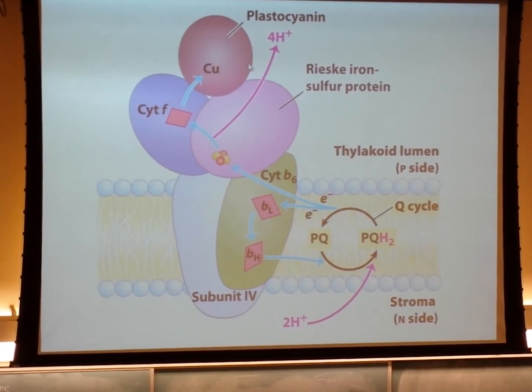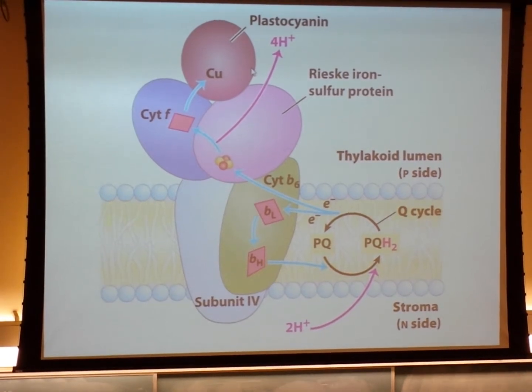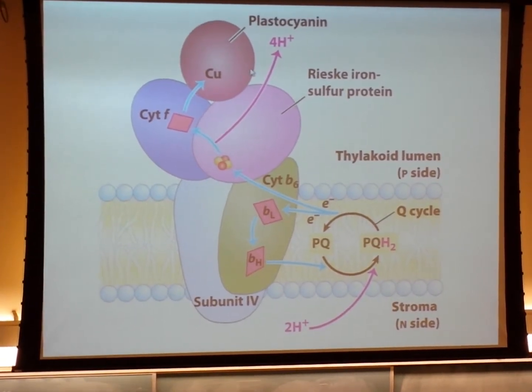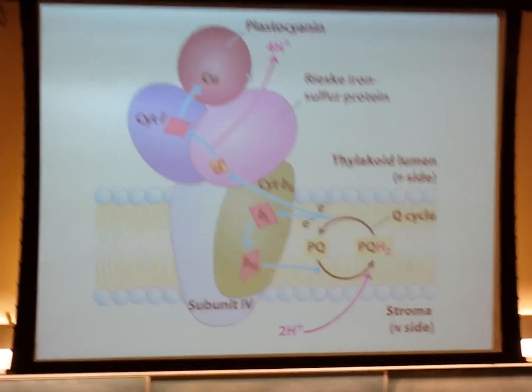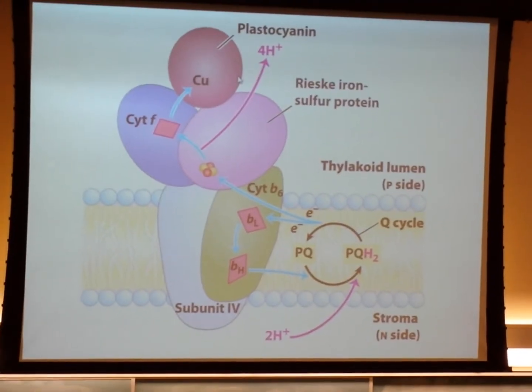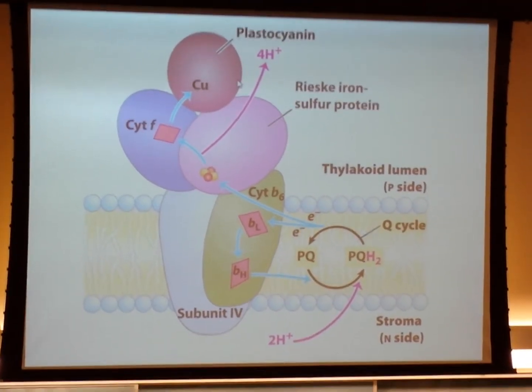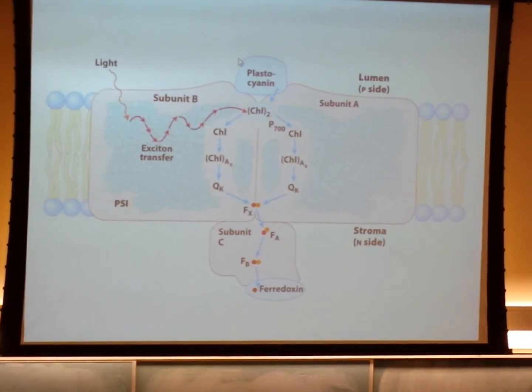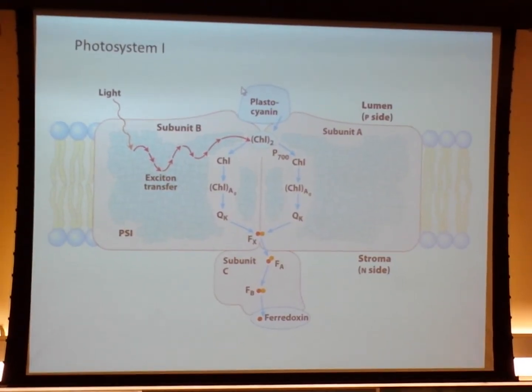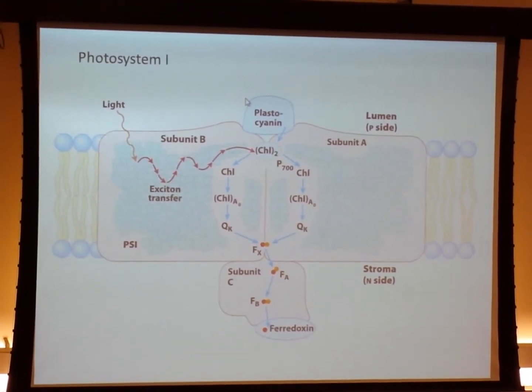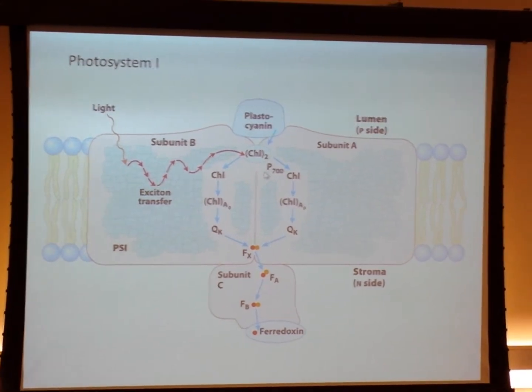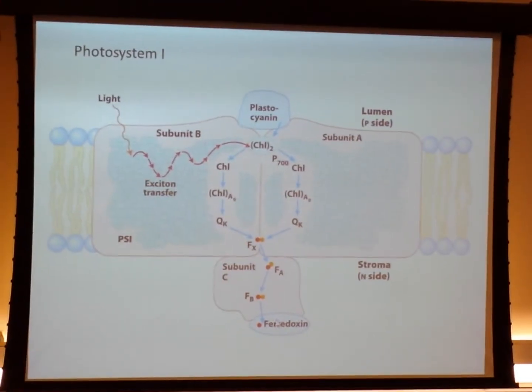So the Q cycle is weird, but it's important to talk about it because it's important in 2 biological processes. Can't get around it. Okay, here's photosystem 1. This is the guy that's going to make, down here, ferredoxin.